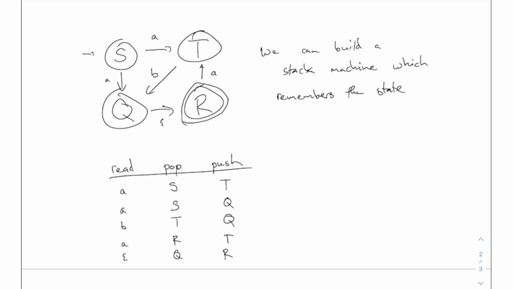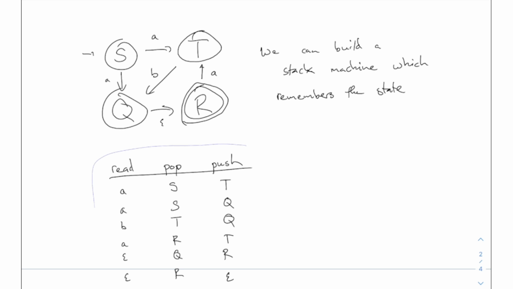It's quite simple. There's one piece of information on the NFA which I've not yet really represented on the stack machine. Anybody know what I'm thinking? Yeah, the accepting state. So how do we indicate that R is supposed to be accepting? Any ideas? Yeah. Read epsilon, pop R, push epsilon.